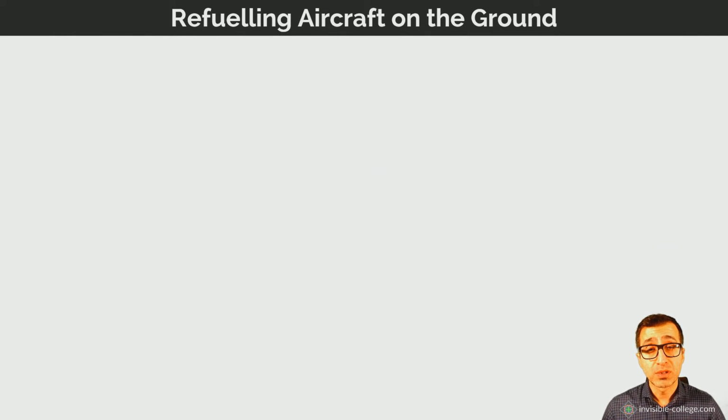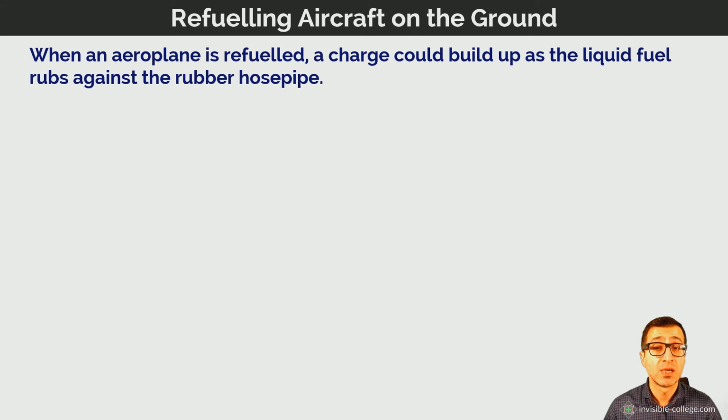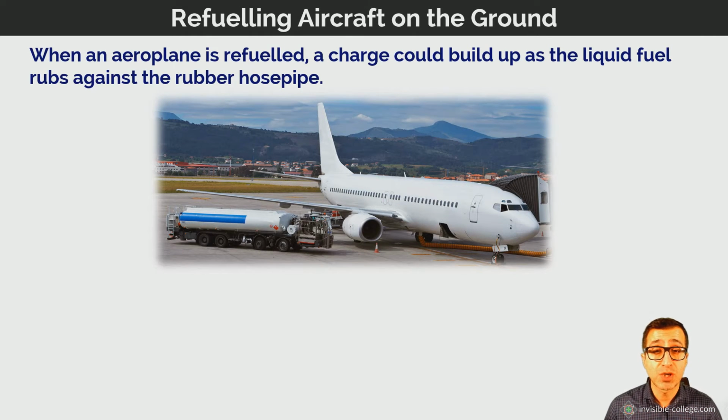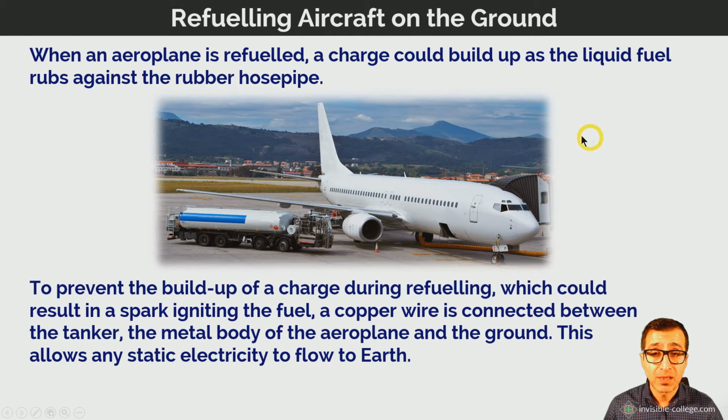Now, when an aeroplane is refueled, a charge buildup could cause a spark. So there are precautions taken in every aspect of the refueling procedure. For example, a charge could build up as the liquid fuel is being pumped through the rubber hose pipe that connects the fuel tanker to the plane. To prevent the buildup of static charge during refueling, which could result in a spark, which may light the fuel and cause an explosion, a copper wire is connected between the tanker, the metal body of the aeroplane, and the ground. This allows any static charge building up on any part of the refueling chain to leak into the ground and not cause any kind of sparks in the fuel tanks of the aeroplane.